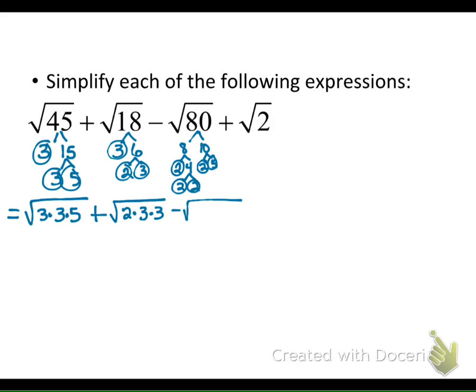What goes under this one for 80? 2 times 2 times 2 times 2 times 5. Nice. Operation sign? After the 80, what's this operation sign? Plus. So I bring that down, and then what's the last thing I bring down? Square root of 2. Yeah, because I couldn't do anything with that.